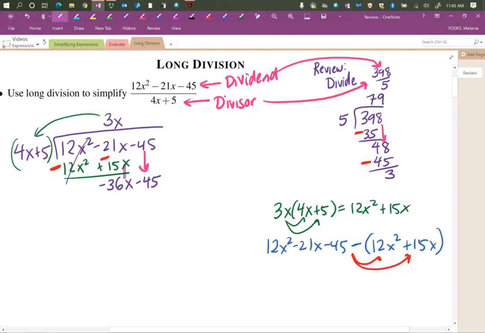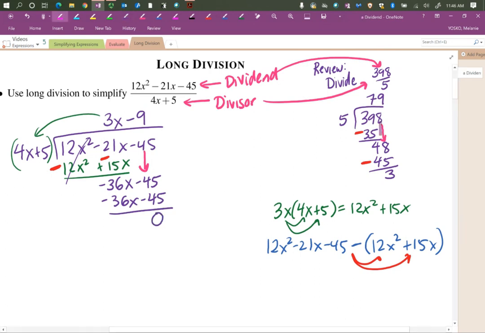4x times what is negative 36x? Negative 9. So then we multiply negative 9 times this entire expression. So it's negative 9 times 4x is negative 36x. Then we do negative 9 times a positive 5. We get a negative 45. And then in this case, when we subtract, we get 0.